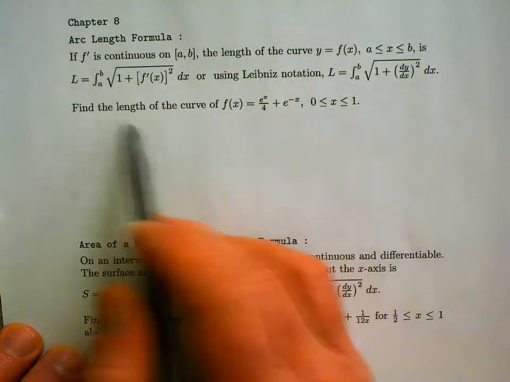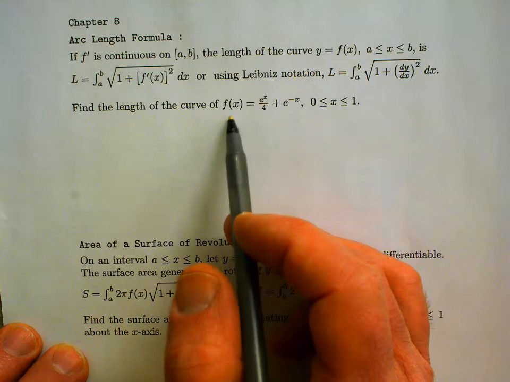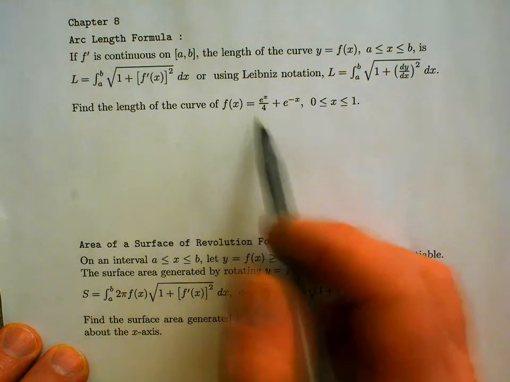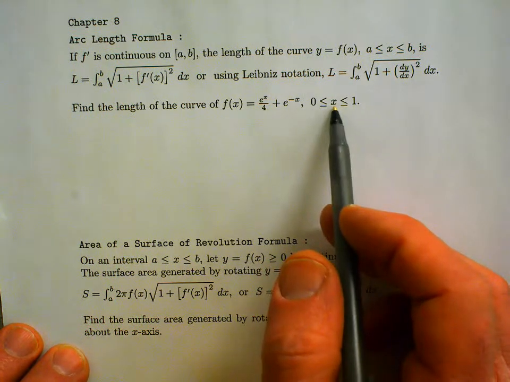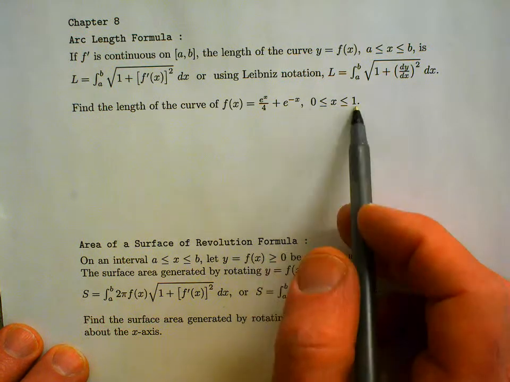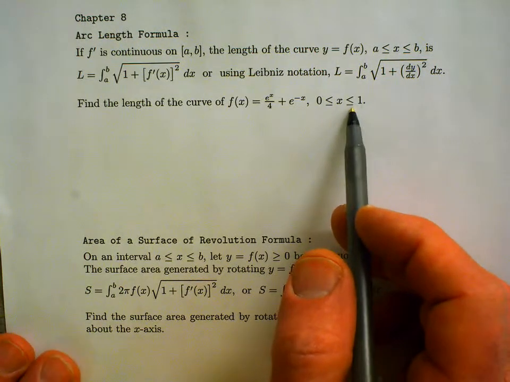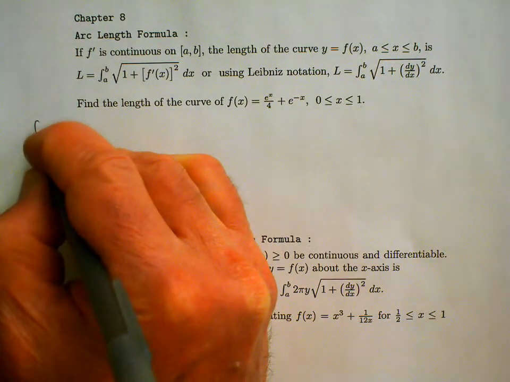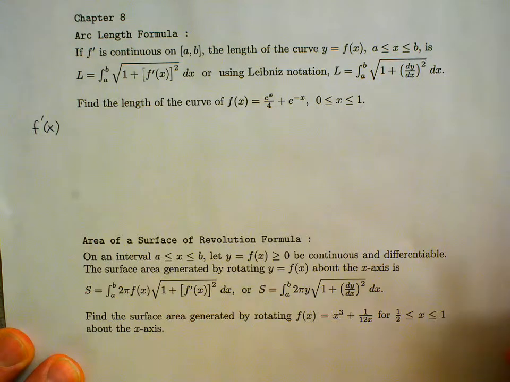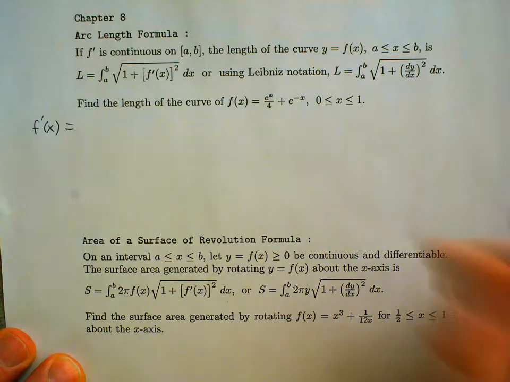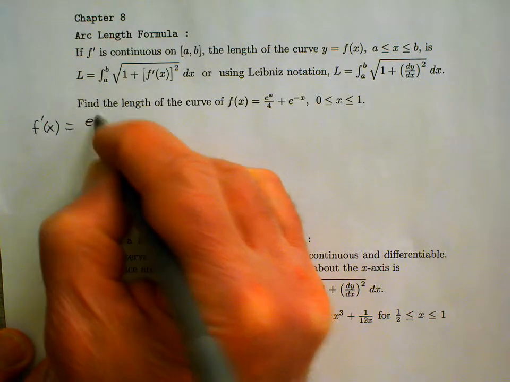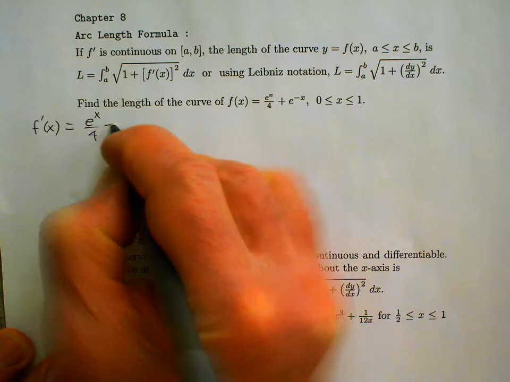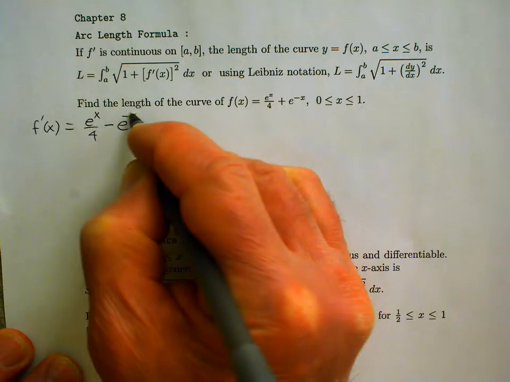All right, so we'll find the length of the curve of the function f of x equals e to the x over 4 plus e to the negative x on the interval from x equals 0 to x equals 1. So we need to find the derivative. So the derivative of e to the x over 4 plus e to the negative x is e to the x over 4 minus e to the negative x.